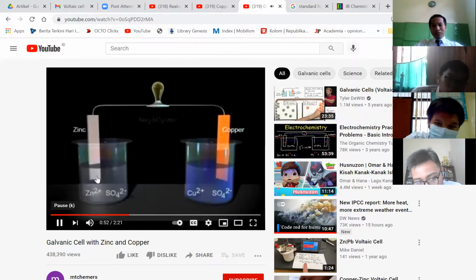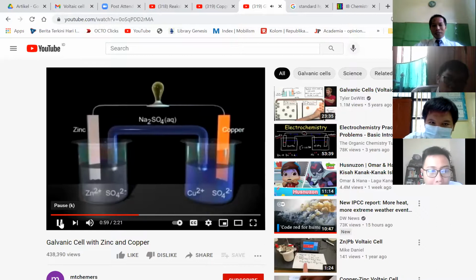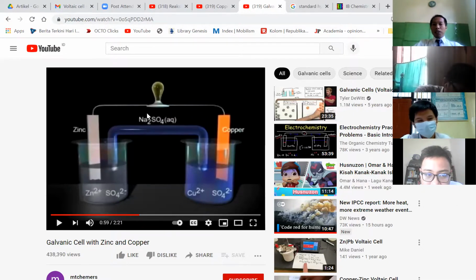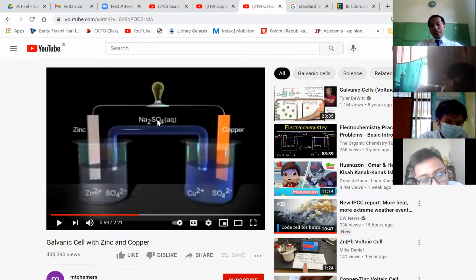To complete the electrical circuit, we add a tubular bridge filled with aqueous sodium sulfate solution with a porous plug on each end. To close the system, we use this equipment. We call this a salt bridge, jembatan garam. This is like a bridge between two beakers, and inside this salt bridge there is a salt solution. In this example, the salt solution is Na2SO4, which contains ions. We know that salt contains ions, sodium positive ion and sulfate negative ion. We're going to see the role of these ions in this circuit at the end.